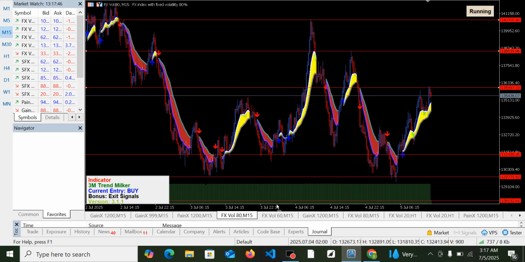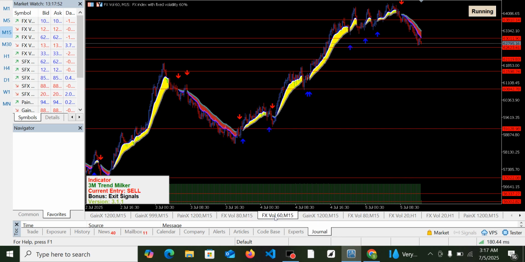Okay, now let's look at the same movement, but in another form, on FX Volume 60. Okay, so this is FX Volume 60. This has been on an uptrend for a while. You can see here is a kind of arc movement. You can see the movements. So this means that this is going to sell. It is going to sell.